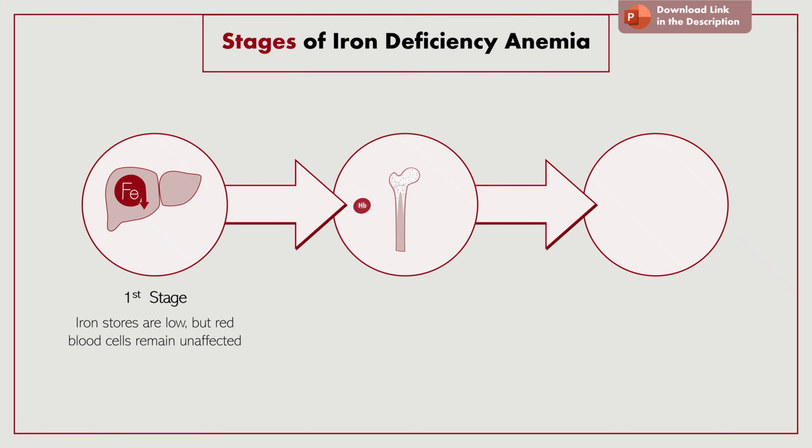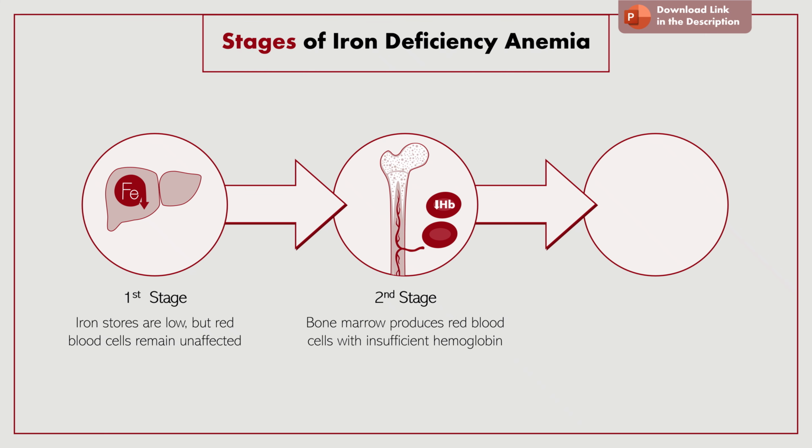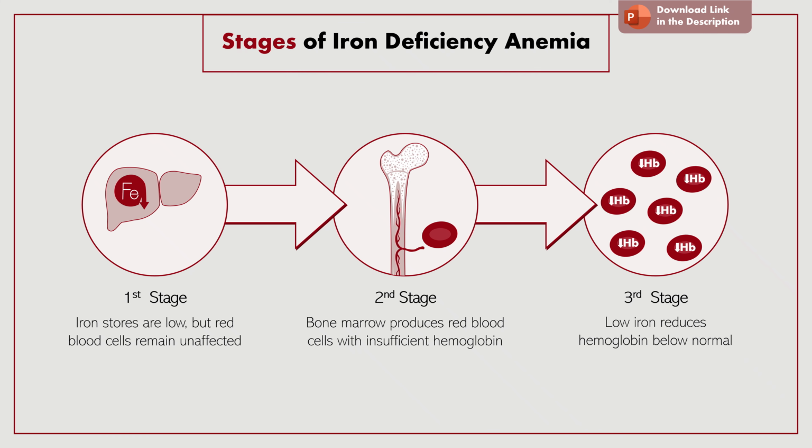The second stage occurs when the bone marrow begins producing red blood cells with insufficient hemoglobin, resulting in reduced mean corpuscular hemoglobin, MCH, on lab tests even before anemia becomes apparent. By the third stage, hemoglobin levels drop below normal thresholds, resulting in full iron deficiency anemia with microcytic, hyperchromic red blood cells visible on peripheral smear.